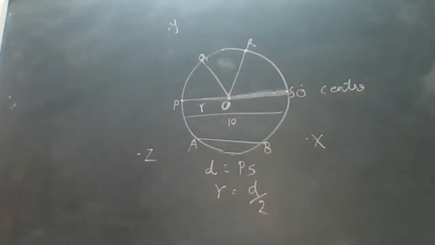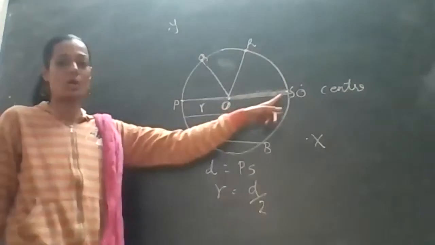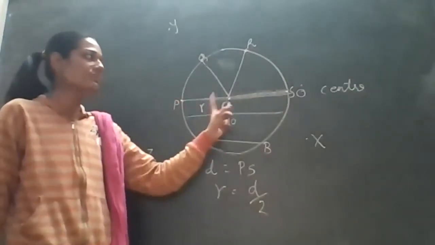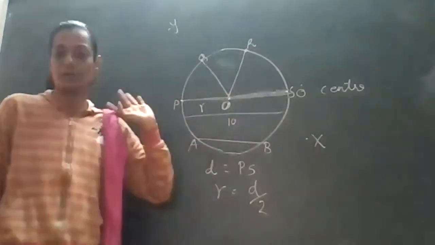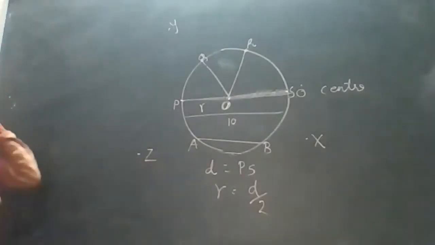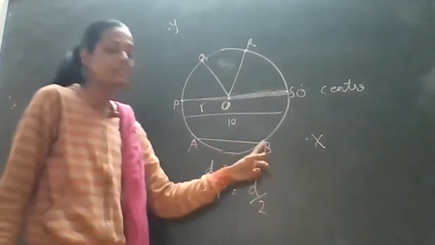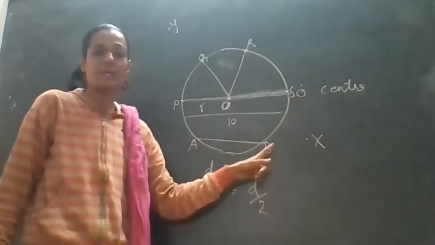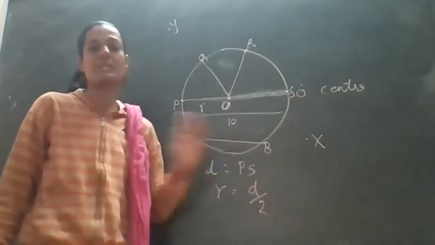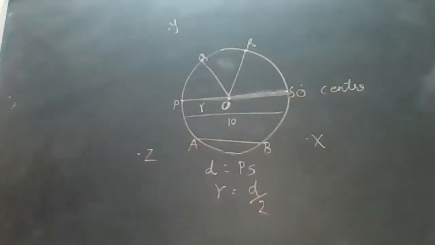So here PS is called a diameter, and it is also considered a chord. But if we consider AB, AB is only a chord. We cannot represent this AB as a diameter. That much is clear to everyone?